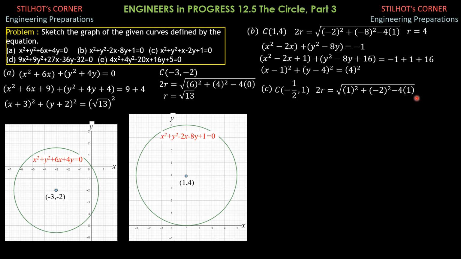So minus 4 times 1. So 1 plus 4, 5 minus 4, 1. Square root of 1 is 1 and divide by 2, 1/2. So the radius is 1/2.